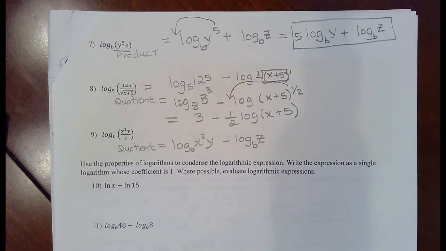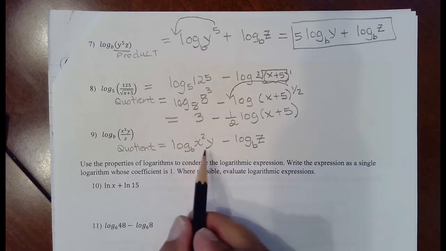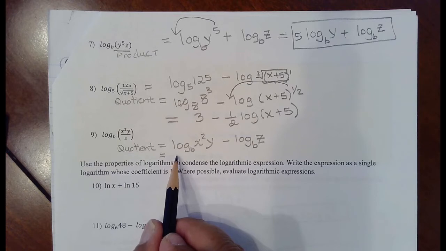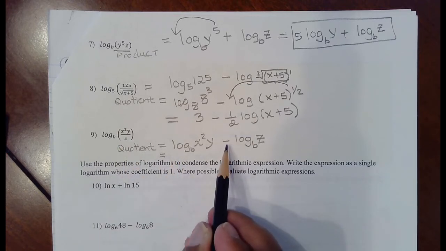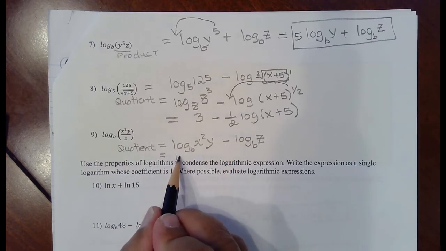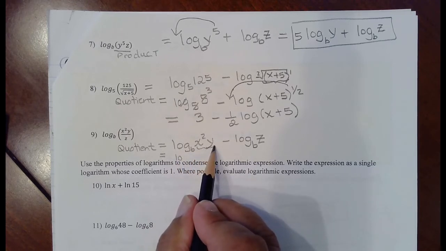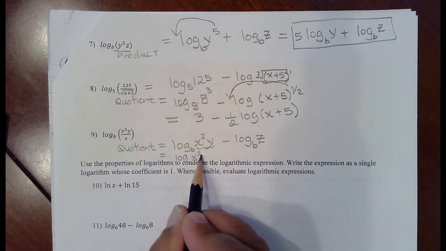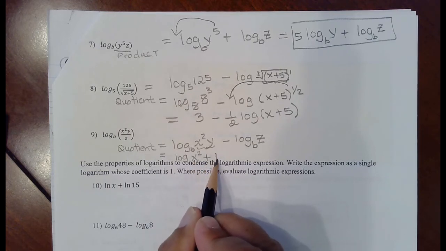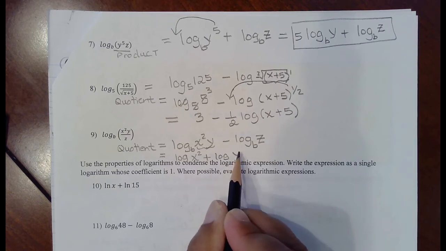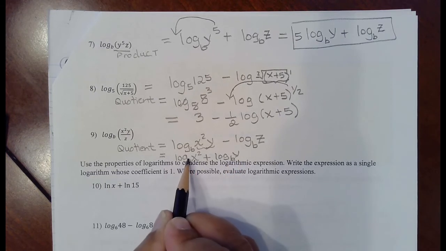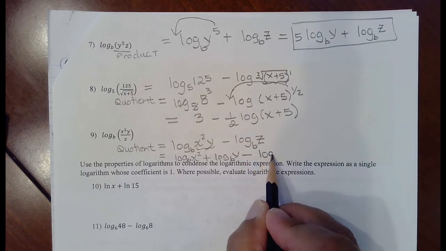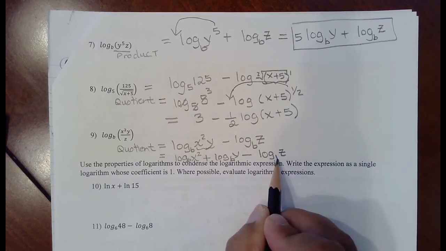Okay, and then there's other things that you can do here, like you can take apart this product. So when you take apart a product, you take that apart with a plus sign. Quotients get taken apart with a minus sign. Products, which is what I'm looking at right now, get taken apart with plus sign. So it's log of x squared, plus log of y. Everything with a base b, because that's the base you started with, minus log of z, with base b.